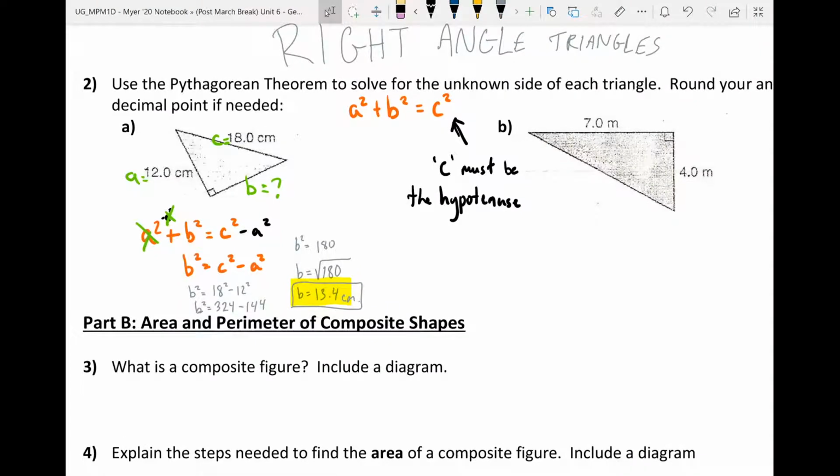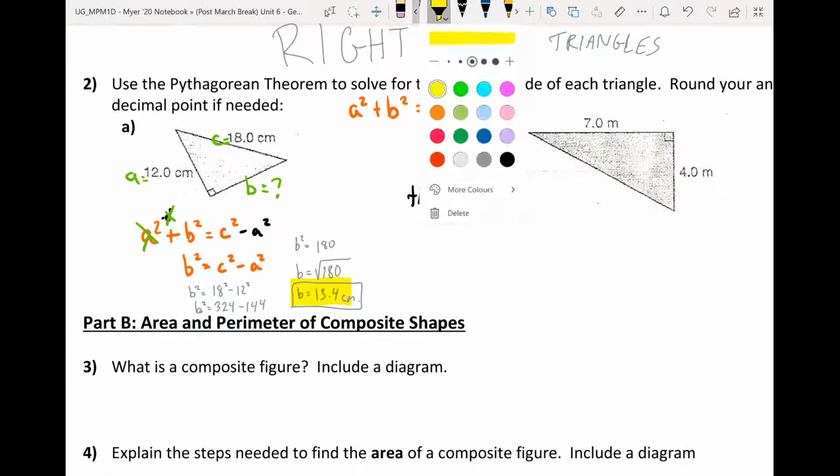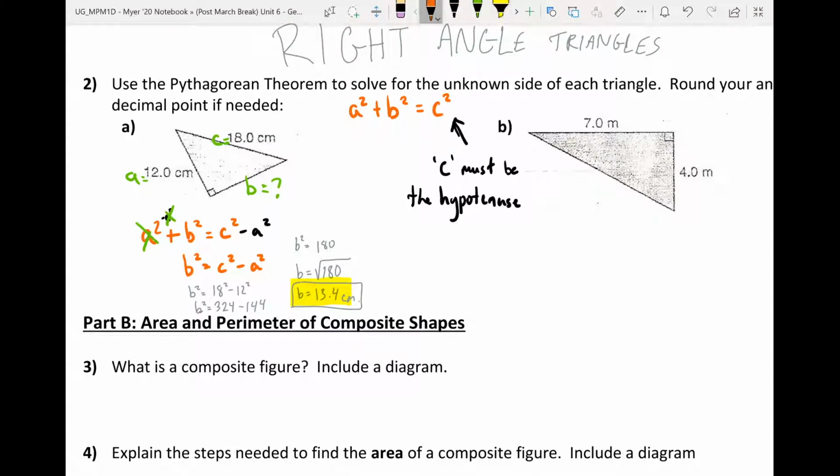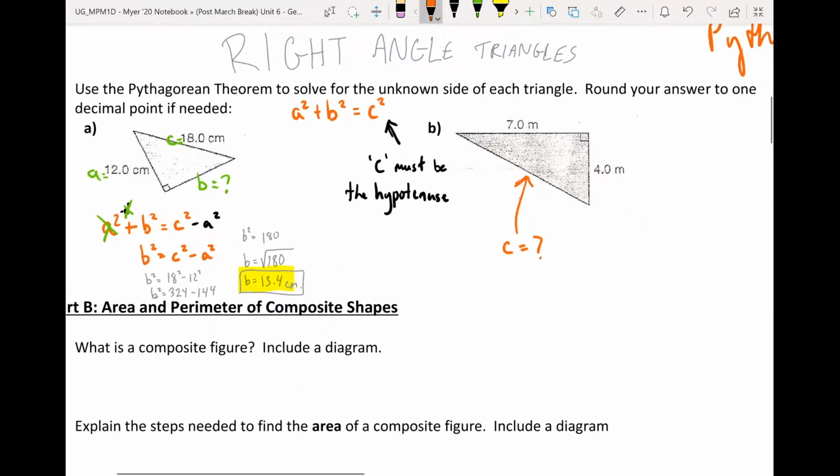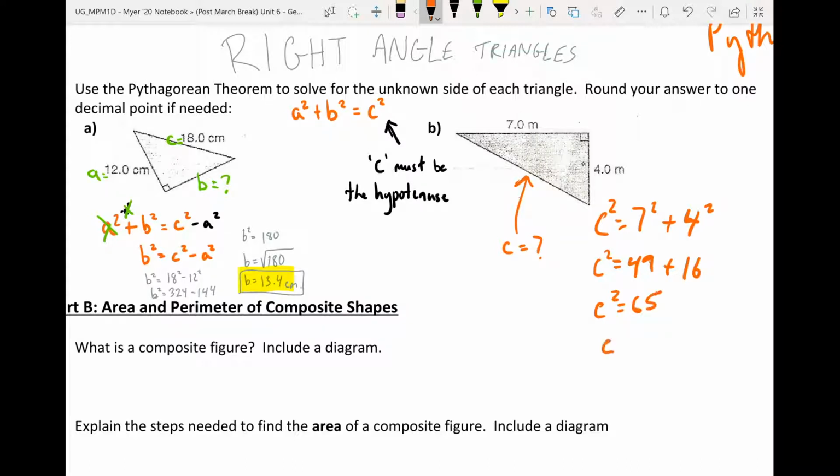In this case here, question B, I always find it easier, and most people on math tests tend to do better on it, when you just have to solve for the hypotenuse. So in this case we need to find the hypotenuse. That's the letter C. So we're going to use the letter C. C squared is equal to, and we can just substitute our other two sides in. We get c squared is equal to 49 plus 16. C squared is equal to 65. And so c is going to equal the square root of 65.